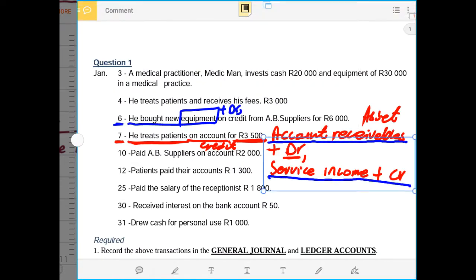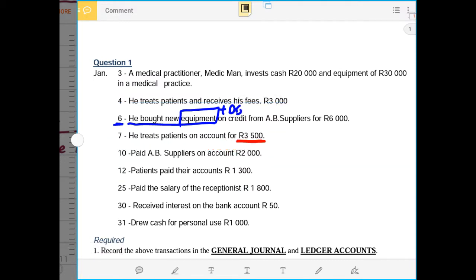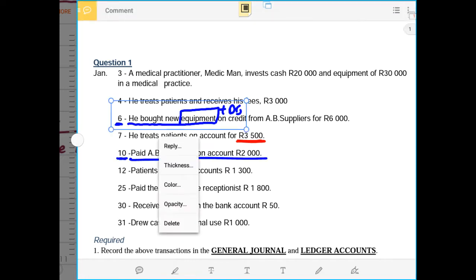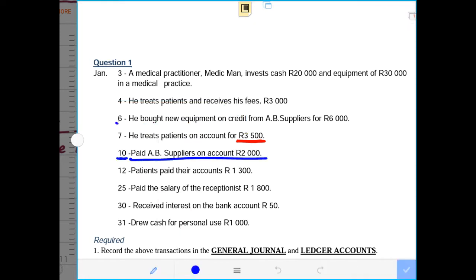Then we go to the next one, and the next one is on the 10th day of the month, where we paid AB suppliers on account. Remember, previously, on the 6th day of the month of January, we bought new equipment on credit from AB supplier for how much? For 6,000. Therefore, when we make a payment, we are reducing our suppliers, because we have paid them 2,000 out of the 6,000. And if we pay 2,000 out of the 6,000, our suppliers must decrease, and our bank will also decrease by the same amount.